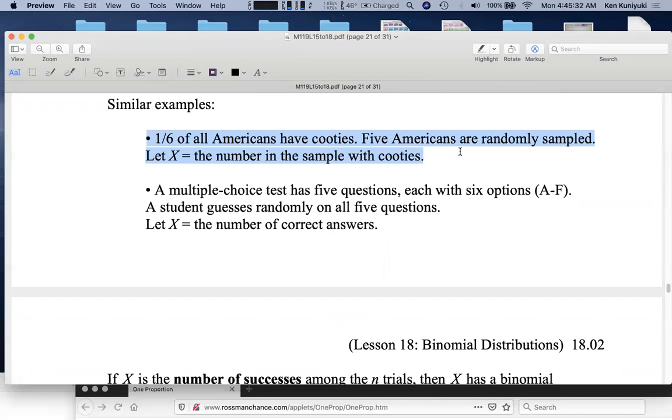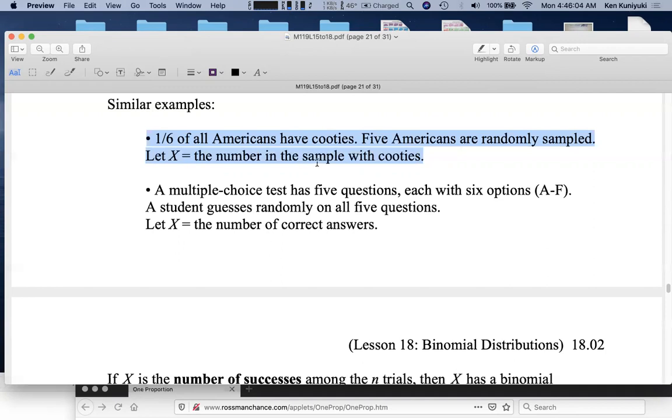Let X be the number of Americans in the sample with cooties. So we have a binomial experiment here because we have independence. We have 5 trials, the 5 Americans. Each trial ends up in a success or a failure. Here, a success means you have cooties, so you may not want to be successful. And the success probability, 1/6, is the same for all 5 Americans. Again, we're assuming independence under the sampling rule.